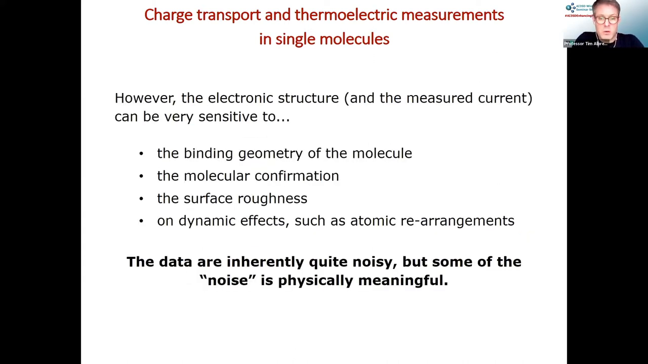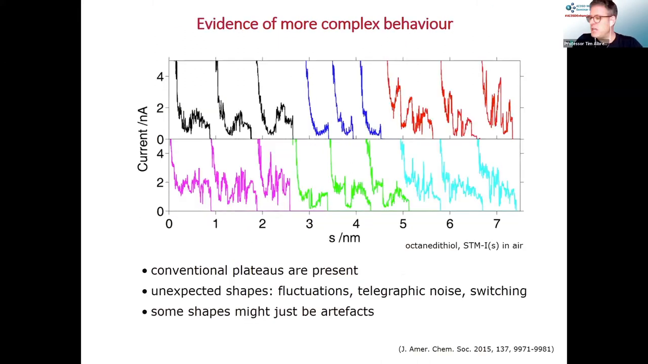Now, it turns out, however, that the electronic structure and therefore the measured current can be very sensitive to the local conditions: the binding geometry of the molecule, the molecular conformation, surface roughness, but also dynamic effects such as atomic rearrangements. So while the data are inherently quite noisy, some of that noise, in inverted commas, could actually be physically meaningful. This is an example of what those curves look like experimentally. That's showing the plateau region where the molecular junction breaks off. You can get this wave-like behavior, all sorts of different switching effects where it jumps back and forth between two different states.